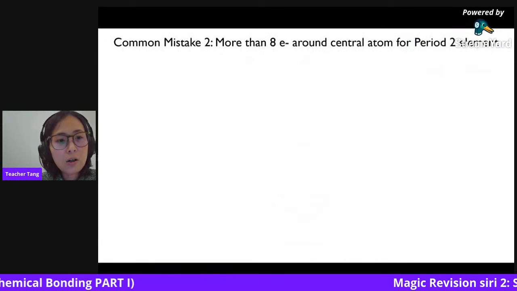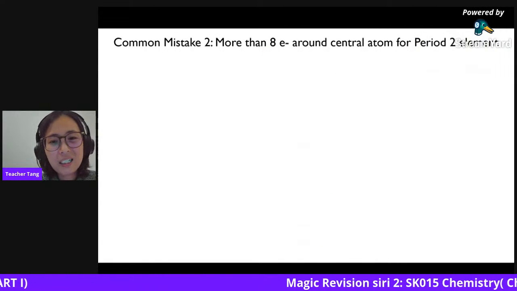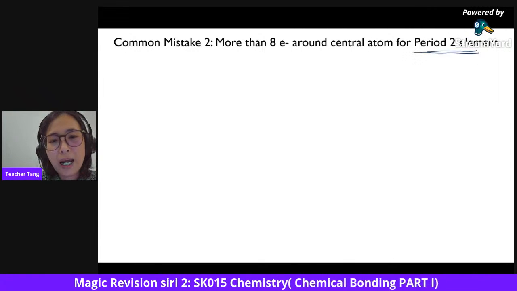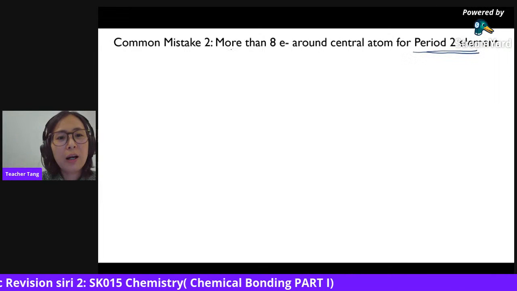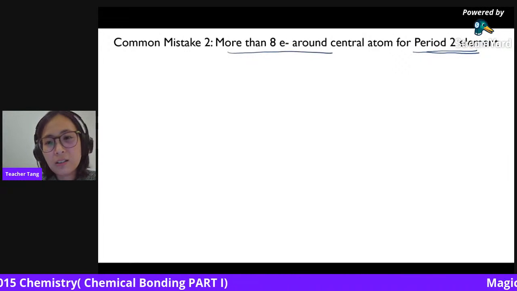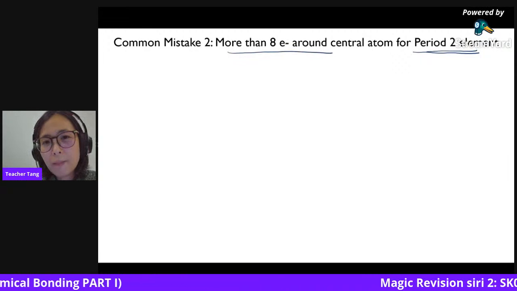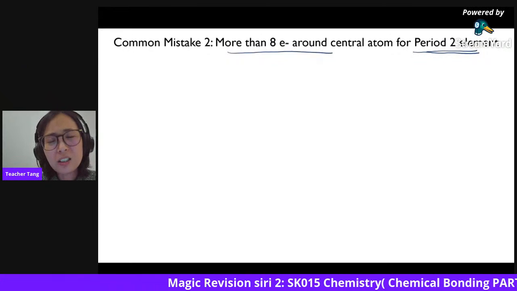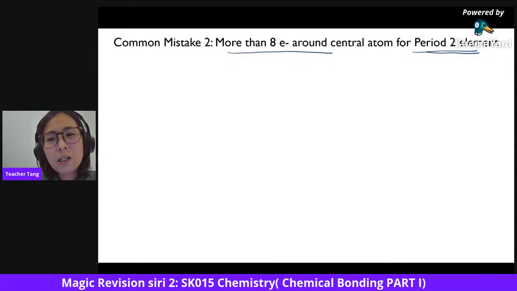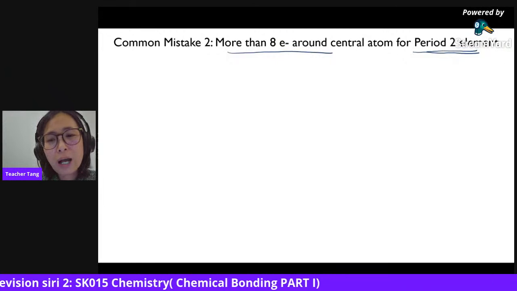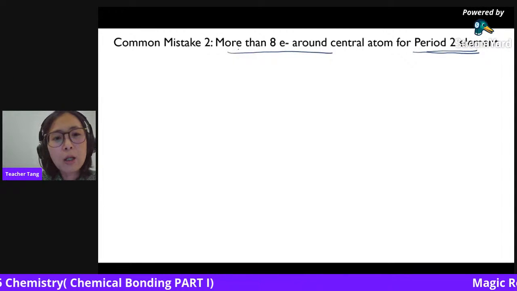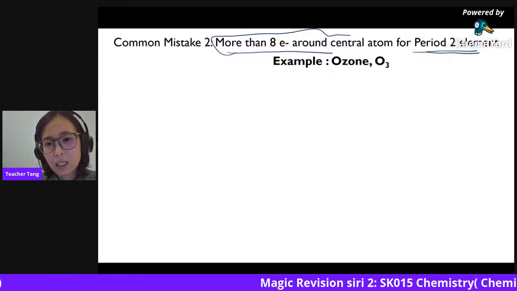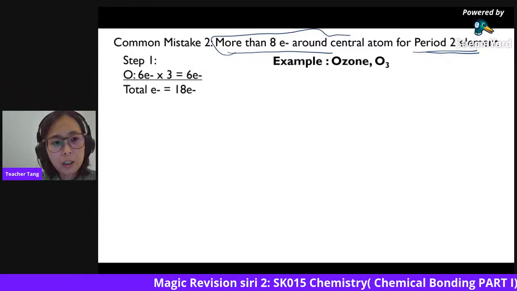The second common mistake that students make concerns a period 2 central atom. You should not have more than 8 electrons around the central atom, because for period 2 elements, there are no 2d orbitals. Since there are no 2d orbitals, it is not possible for a period 2 element as the central atom to have more than 8 electrons around it. For example, take ozone.